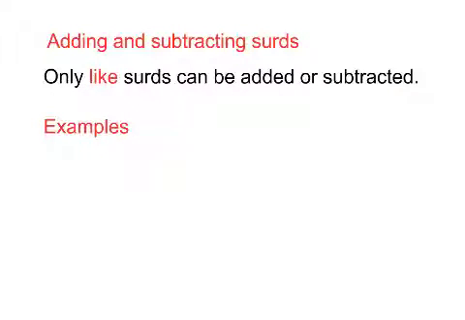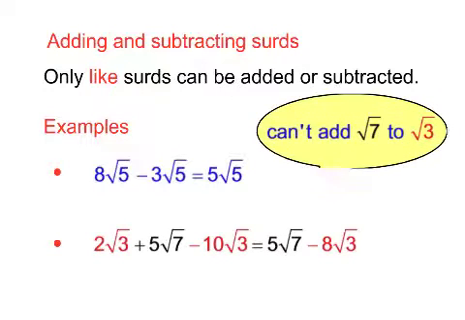When it comes to adding and subtracting surds, one has to be mindful of the fact that only like surds can be added or subtracted. For instance, here's a question: 8 root 5 minus 3 root 5. The root 5s are the same in both terms. In other words, we can subtract these two terms. 8 root 5 minus 3 root 5 is 5 root 5.